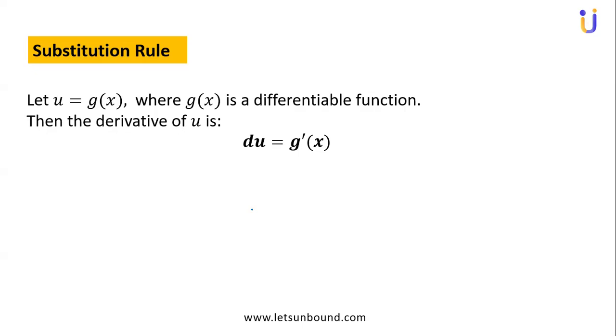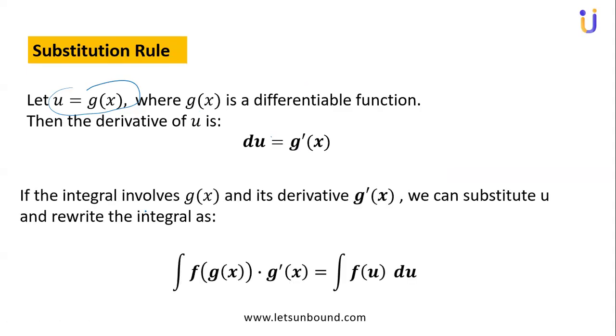So there will be some complicated stuff, and we will take one part as U, then we will differentiate that. U is G of X means du is G dash of X, and G of X must be a differentiable one. So when can I apply it? If the integral involves G of X and its derivative also seems to be there in that integrand. We call this the integrand.